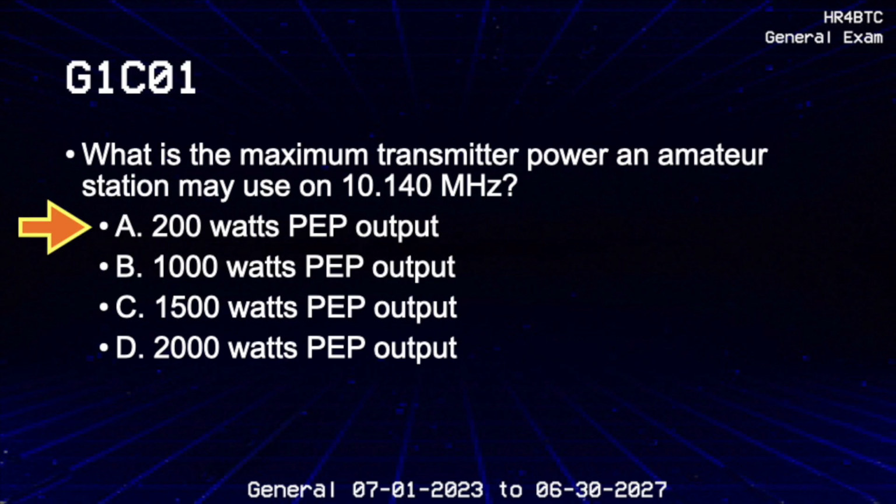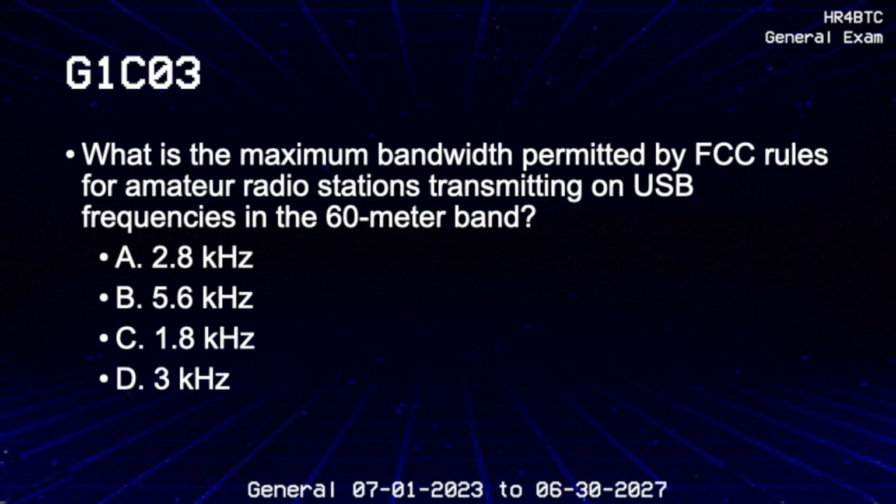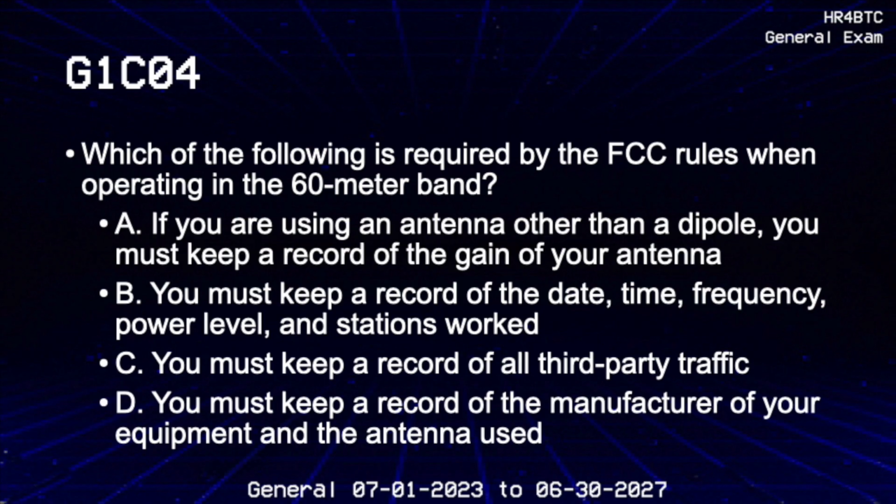200 watts PEP output. What is the maximum transmitter power an amateur station may use on the 12-meter band? 1,500 watts PEP output. What is the maximum bandwidth permitted by FCC rules for amateur radio stations transmitting on USB frequencies in the 60-meter band? 2.8 kHz. Which of the following is required by the FCC rules when operating in the 60-meter band?